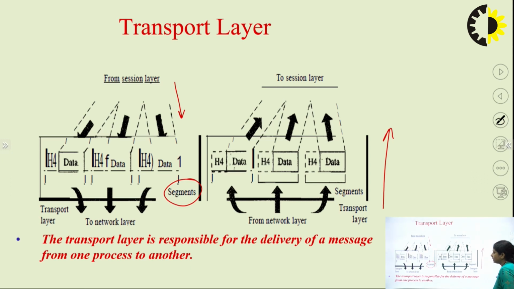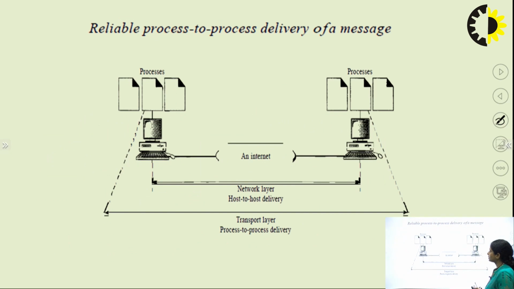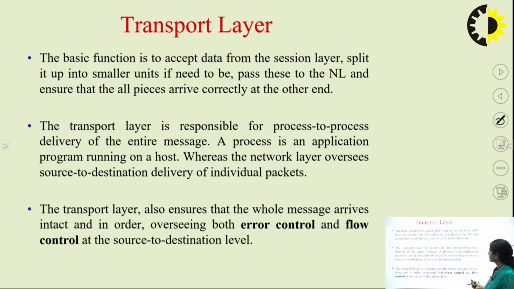So we can see the transport layer is responsible for the delivery of a message from one process to another process. So what are the processes? We can see on a single machine, multiple processes can be there. So what is the transport layer doing? The responsibility of the transport layer is process to process delivery, where we have seen the responsibility of the network layer is host to host delivery. So what are these processes?